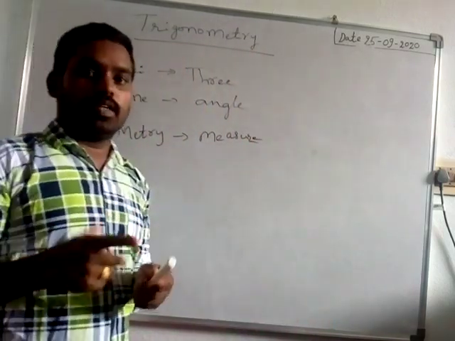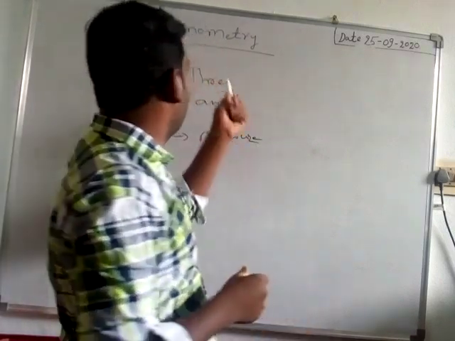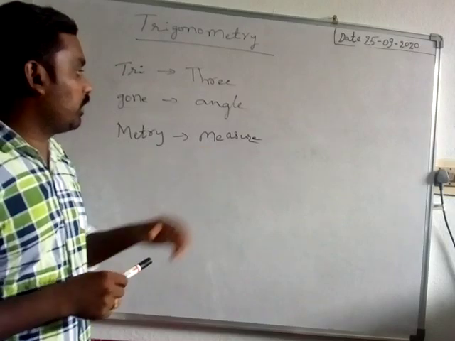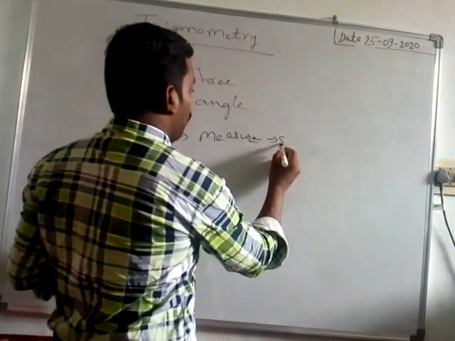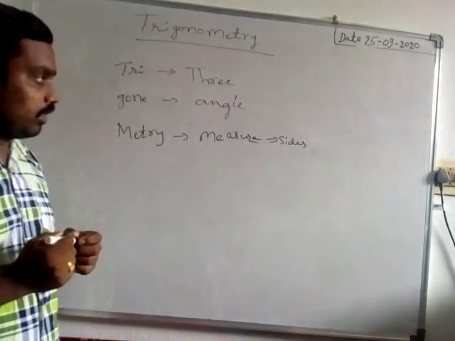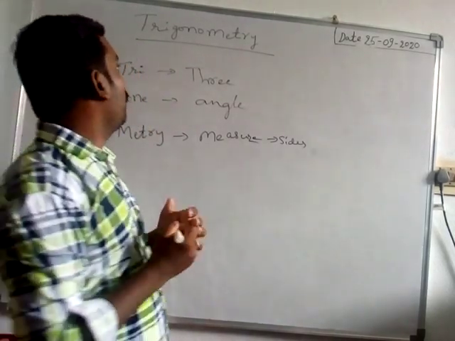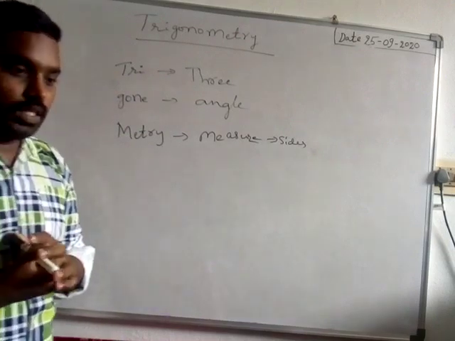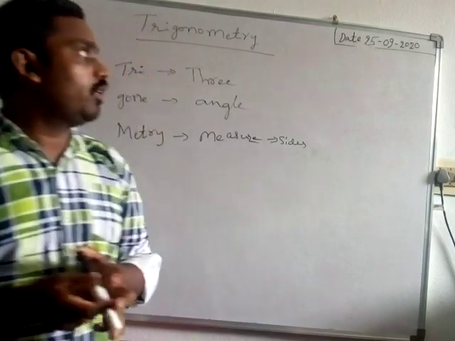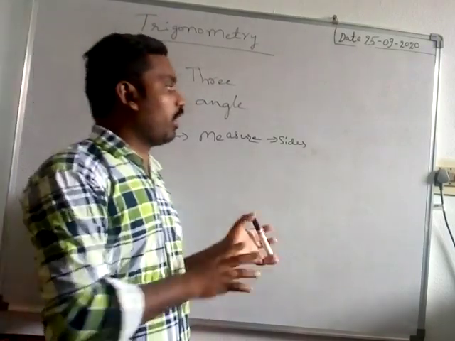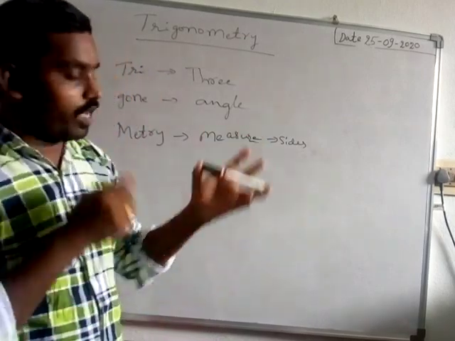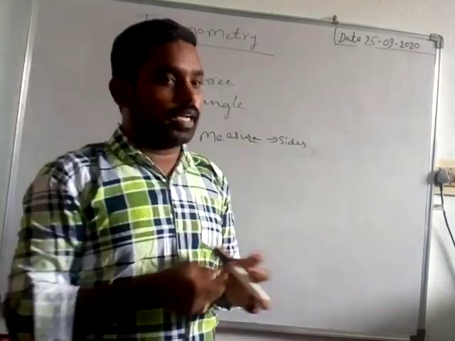In coordinate geometry we can use the word vertices, but in trigonometry we are going to use angles and sides only. Okay. Measurements indicate sides. Metry means measurements, sides. Mainly in trigonometry we are going to study the right angle triangle. They won't always give a right angle directly; we convert into right angles, two right angles or three right angles. Here we are going to study the right angle triangle.